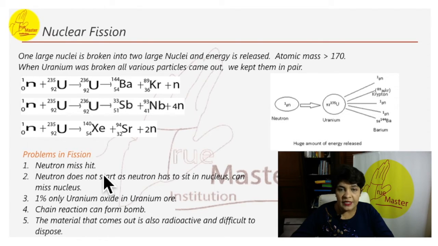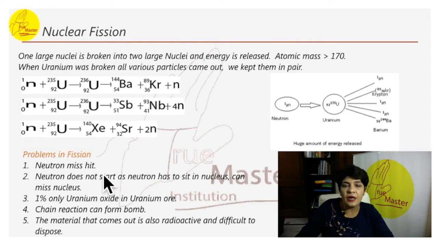There is a possibility that the neutron might not hit the nucleus. One neutron has to hit the nucleus, and only then will the reaction start. So this is one of the problems, that it might not hit. It is possible that the hit will be missed. And the second concern is only 1%.